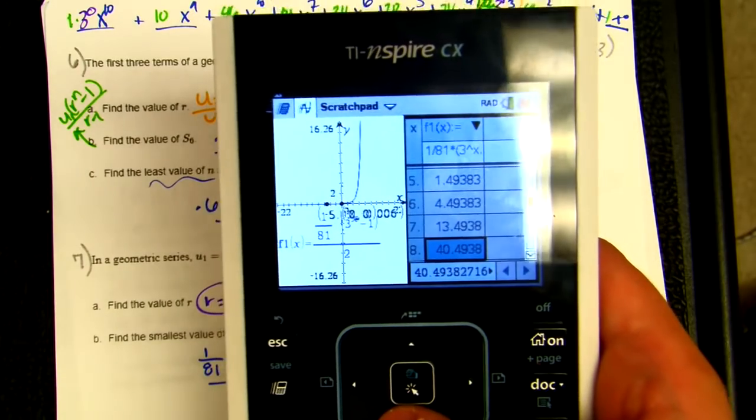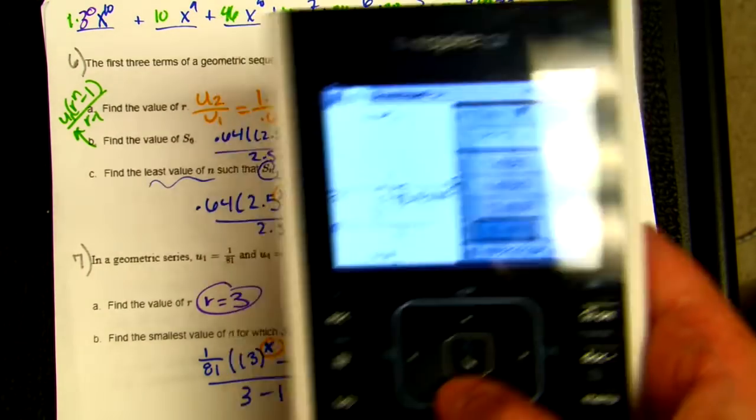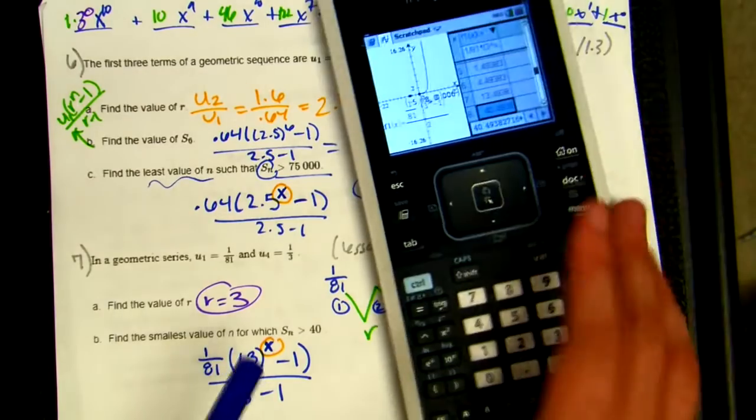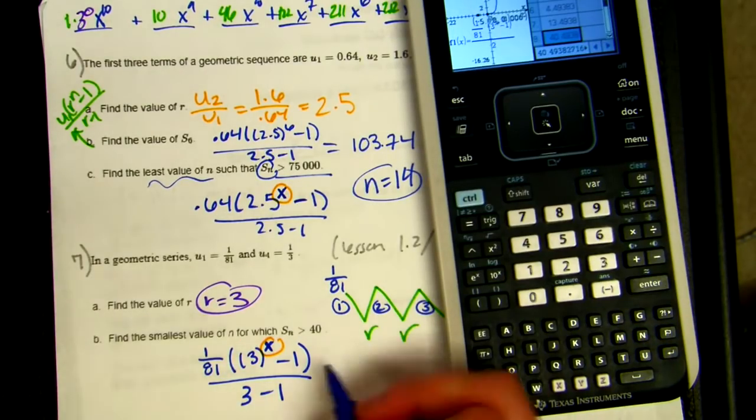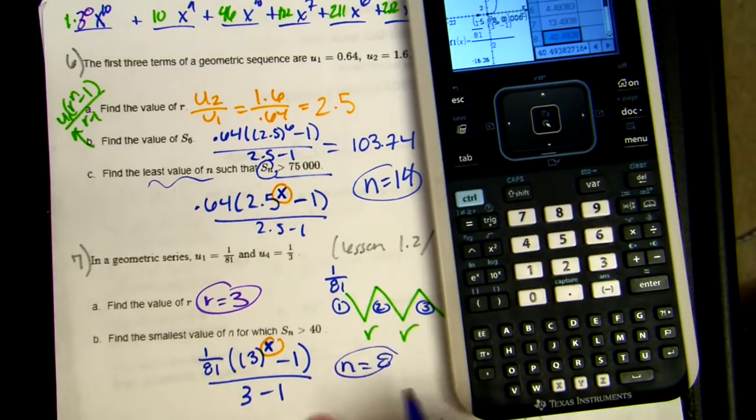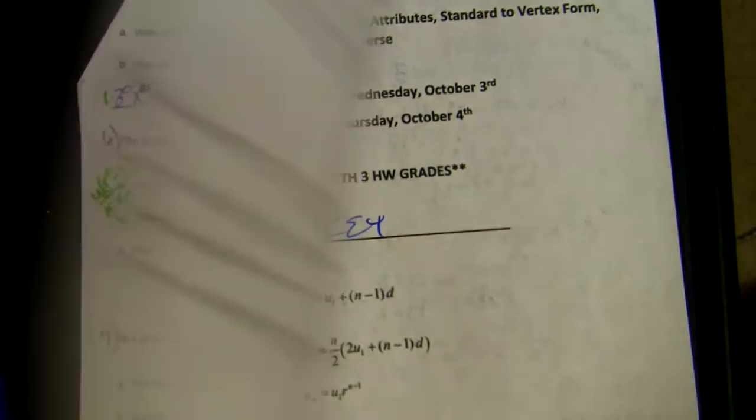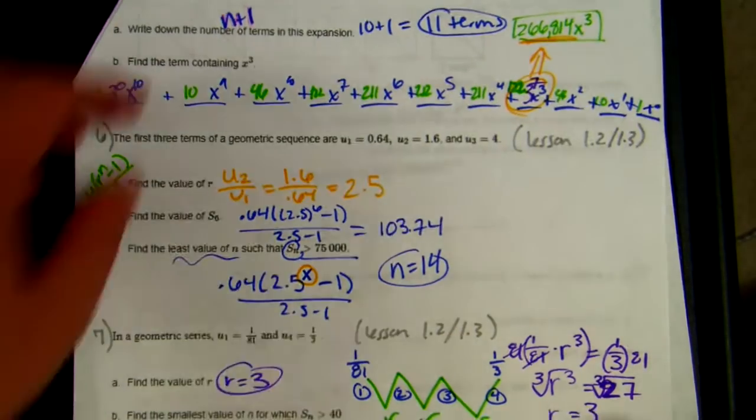So once again, this is exponential. It's going to get real big real fast. So the least value of n such that the sum is greater than 40 is when n equals 8, because when n equals 8, the sum equals 40.49. Good, we're almost there. Oh, there's a backside. That's the worst. Okay, so let's keep going.